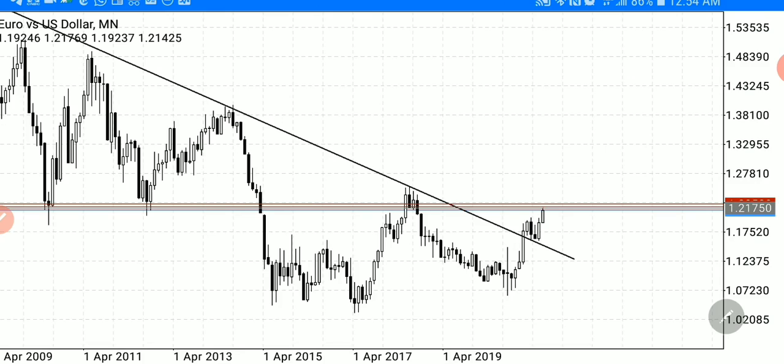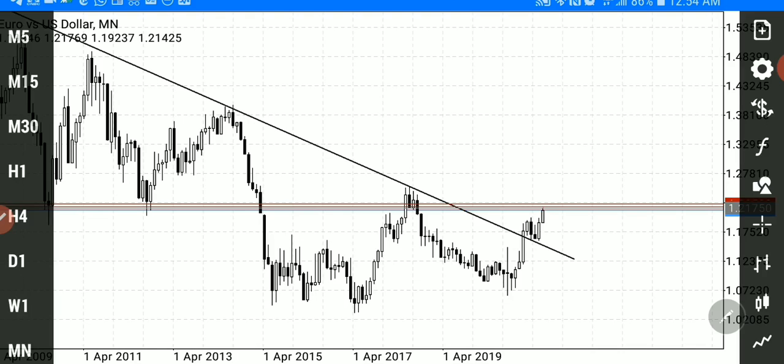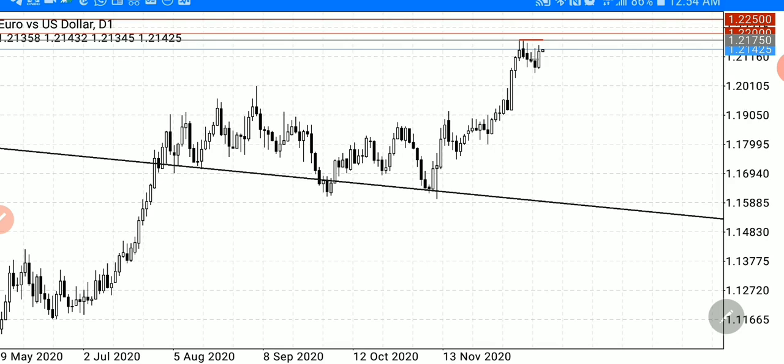And because of that, we can see that the strength of the dollar is waning. So back to the daily time frame. What can we see here? After a nice upthrust here, we see a pullback.